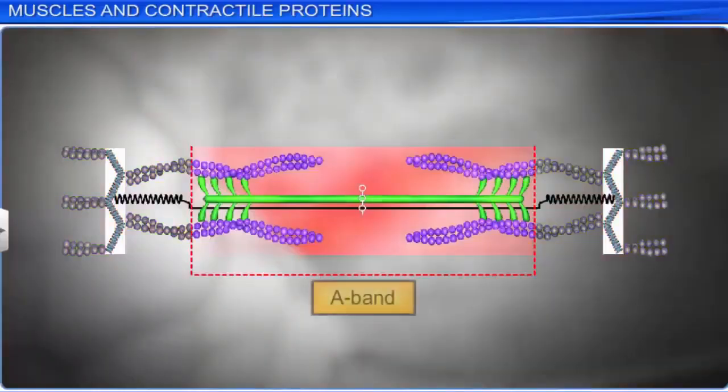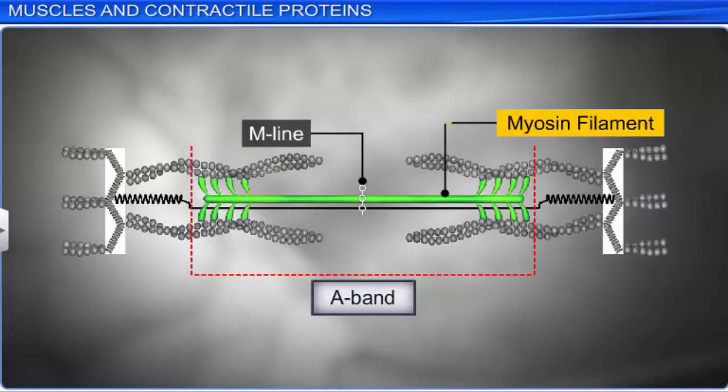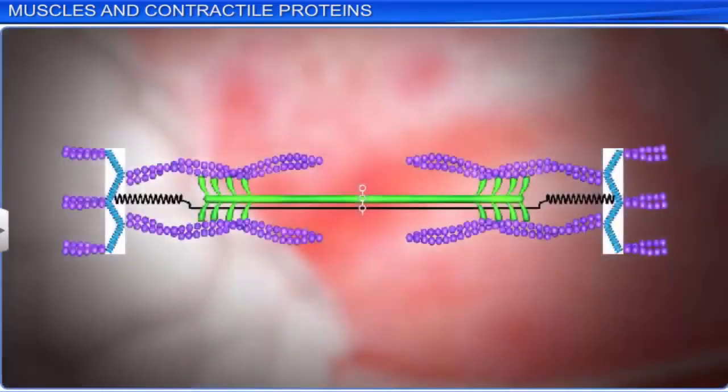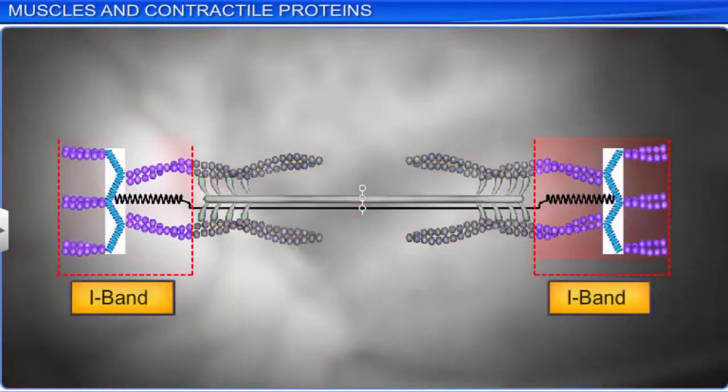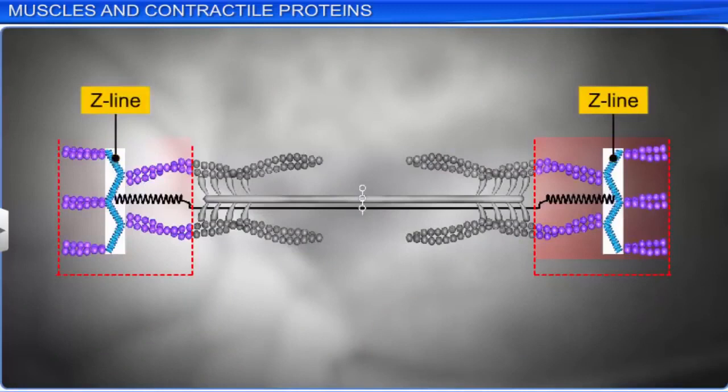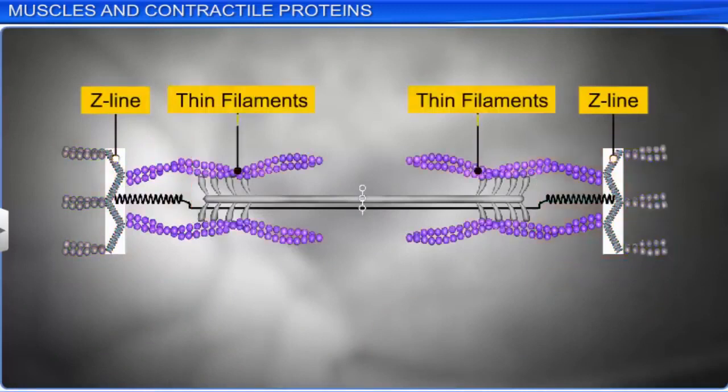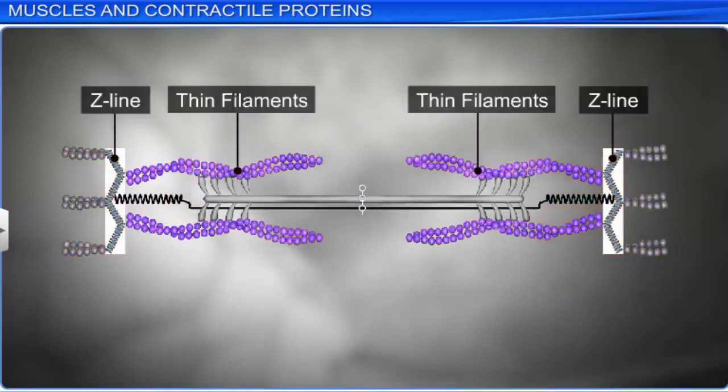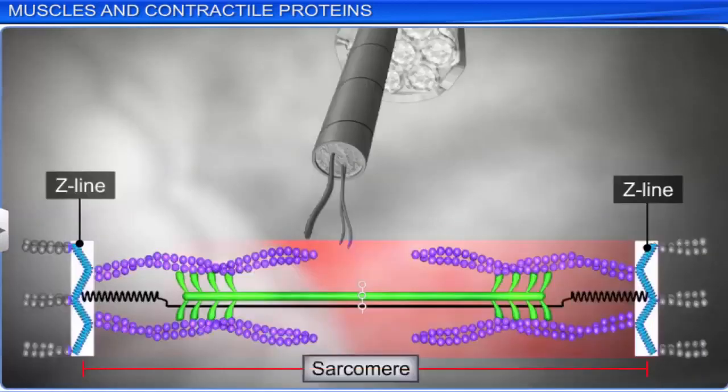Each A band is bisected by a thin fibrous membrane called the M line, to which the thick filaments are attached. Similarly, the center of each I band is bisected by an elastic fiber called the Z line, to which all the thin filaments are firmly attached. The portion of the myofibril that lies between two successive Z lines is called the sarcomere, which forms the functional unit of muscle contraction.